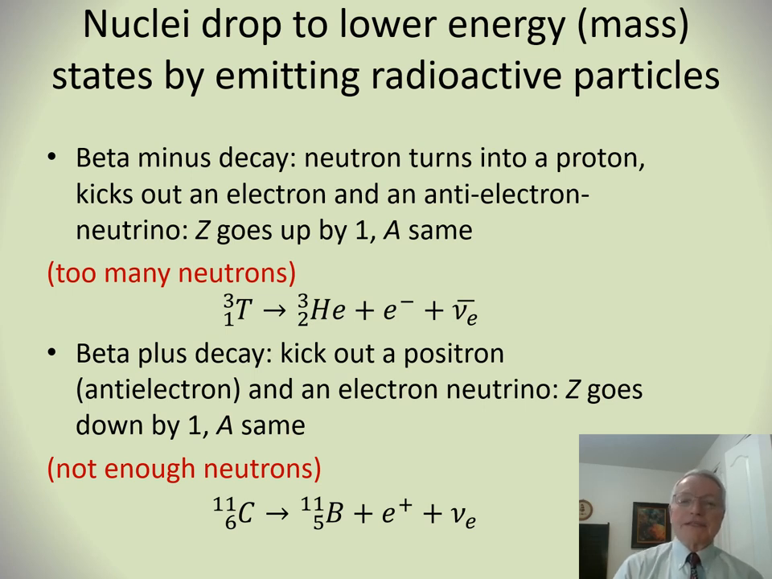Then we have beta plus decay. This happens when you don't have enough neutrons. The atom can go to a lower energy state by building neutrons out of protons, and so what it does is it takes a proton and turns it into a neutron, which sounds crazy because the proton used to have positive charge and now there's no positive charge in there. Well, what it does is it kicks out a positron. The positron is that little e+ thing down there, and it kicks out an electron neutrino. The Z goes down by one because you've lost a proton.